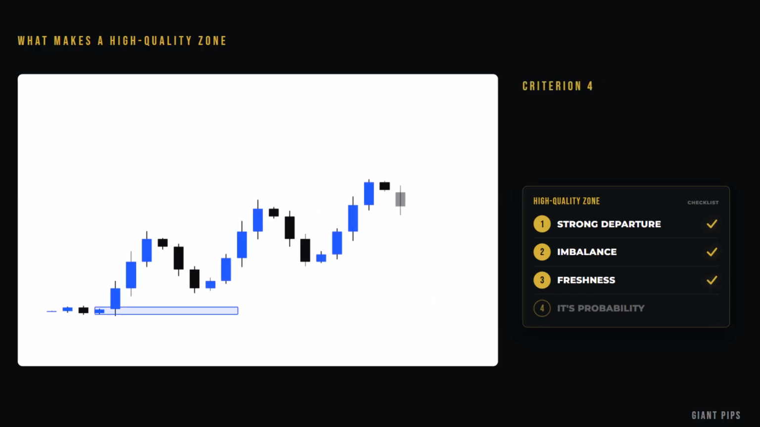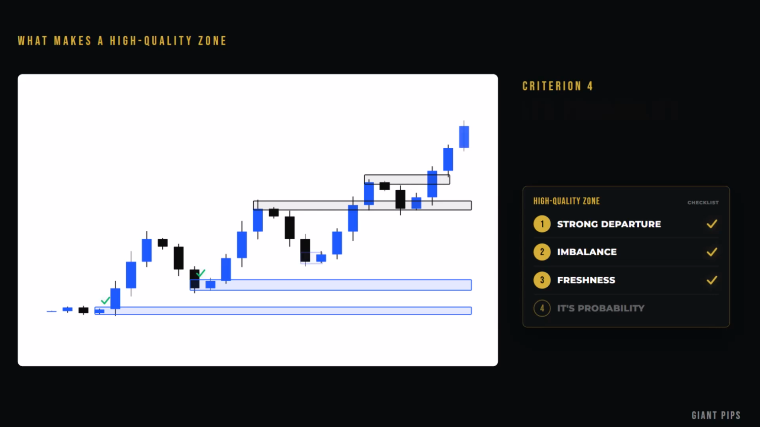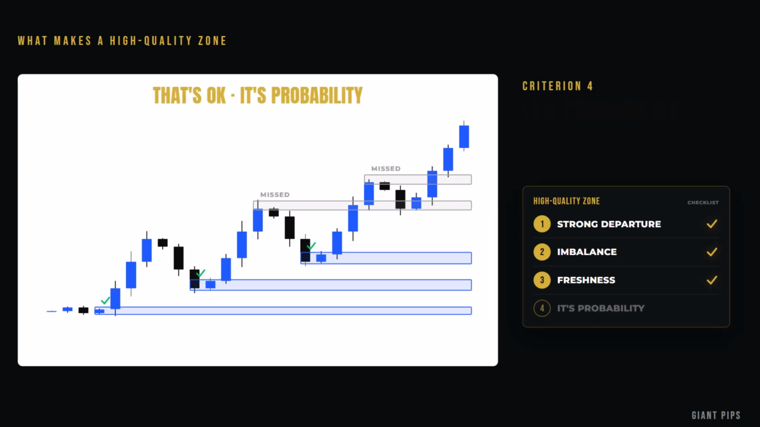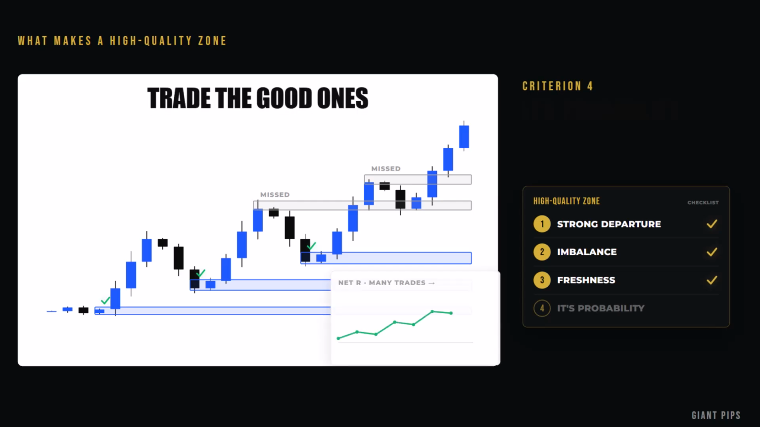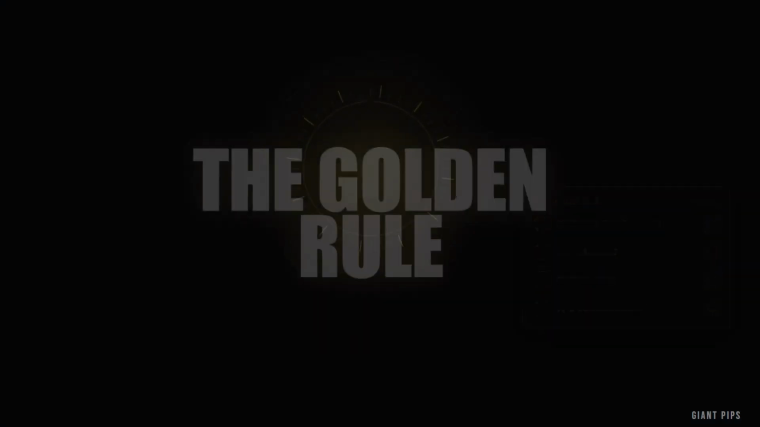Not every zone is going to get hit. Some of them will just sit there and never see price come back at all. And that's completely fine. That's just the nature of probability in trading. You're gonna miss some moves. It's gonna happen. You don't need every zone to work. You need to trade the good ones, in line with the trend, and let probability do its job across a whole bunch of trades. The golden rule: trade with the trend.